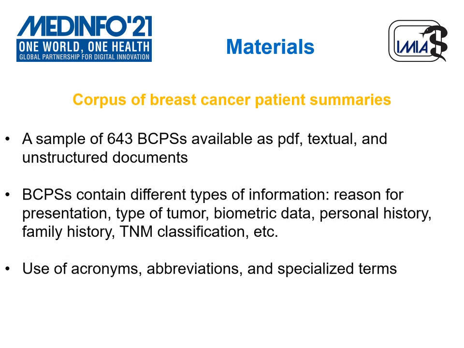We also worked on a corpus of breast cancer patient summaries. We had a sample of nearly 650 BCPS available as textual and unstructured documents. The breast cancer patient summaries contain different types of information regarding the patient. It starts with the reason of presentation, then the type of tumor, then the biometric data, the personal history, the family history, the TNM classification, etc. However, there is a lot of use of acronyms and abbreviations in the text, and also a use of specialized terms and terms according to the experts who write the notes.